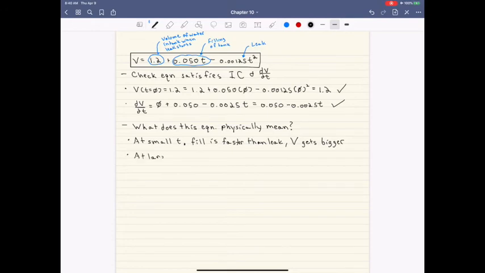Let's now think about what's happening at large t. Okay? And so here, at large t, our fill term is multiplied by t, so now it's going to be larger. But the leak term is multiplied by t squared. So if t is much greater than 1, t squared is going to be much bigger than t. Okay? And so that tells us that at large t, our leak term is going to dominate. It's going to be faster than the fill.